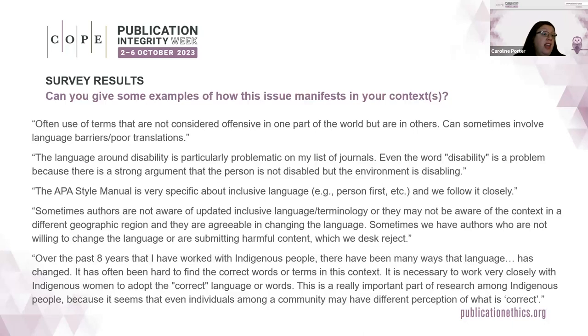Another respondent felt that the APA style manual is very specific. For example, it requires person first language, and that individual follows that guide very closely.